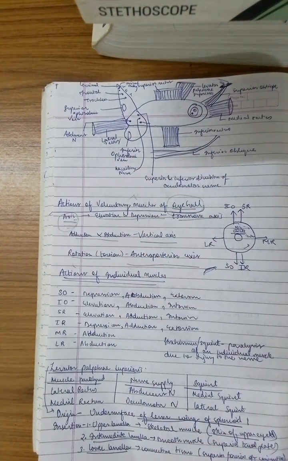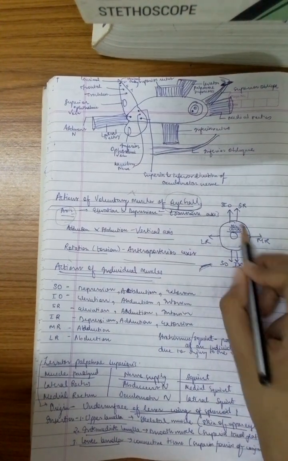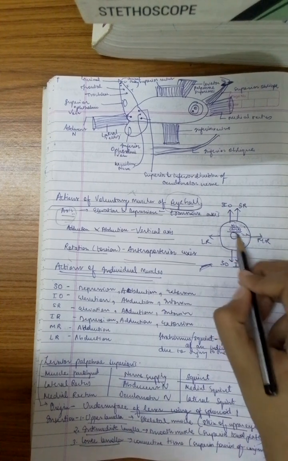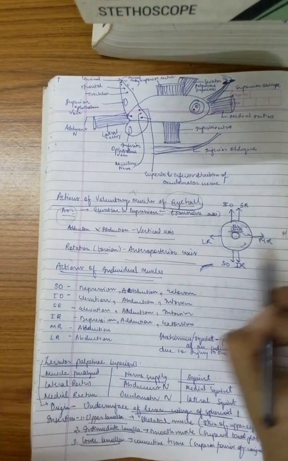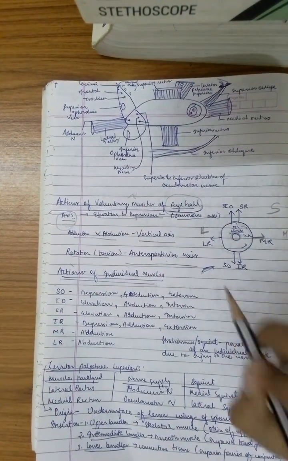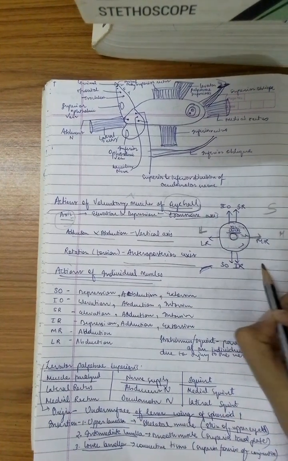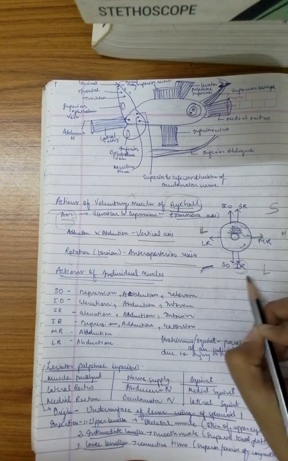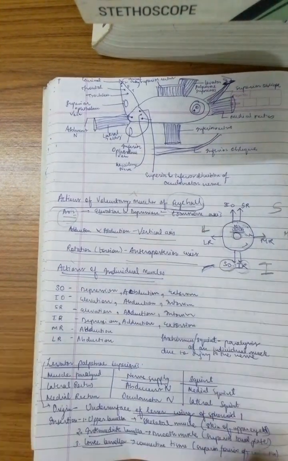Now a trick to remember is that you need to draw this 12 o'clock clock. Okay, and then towards the medial side write medial rectus, towards the lateral side write lateral rectus, towards the superior side write superior rectus and inferior oblique, and towards the lower side write inferior rectus, but along with that write superior oblique.